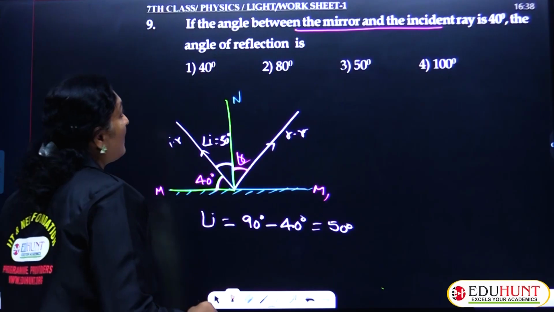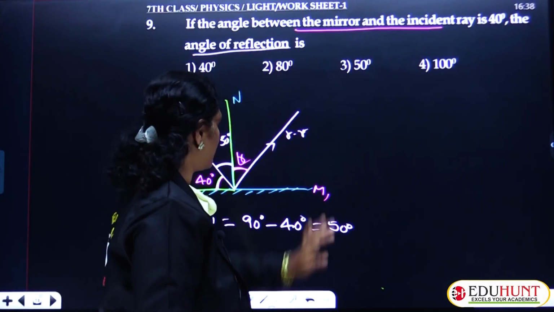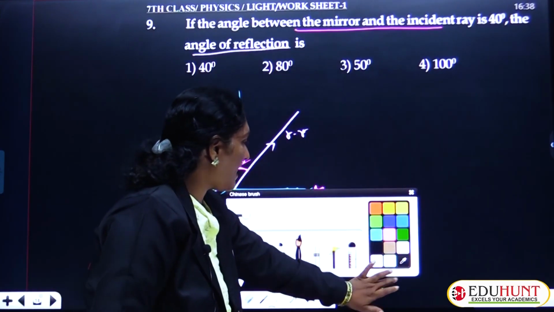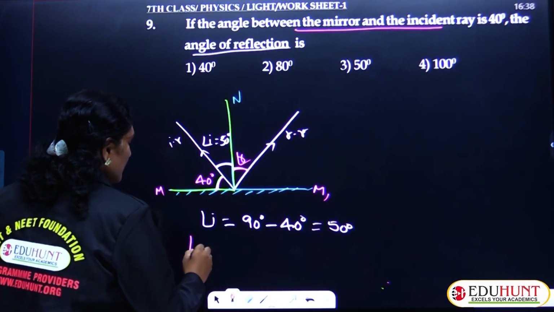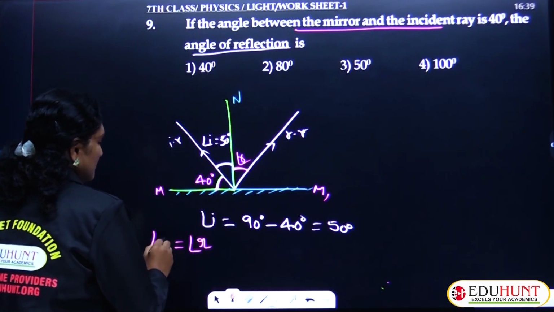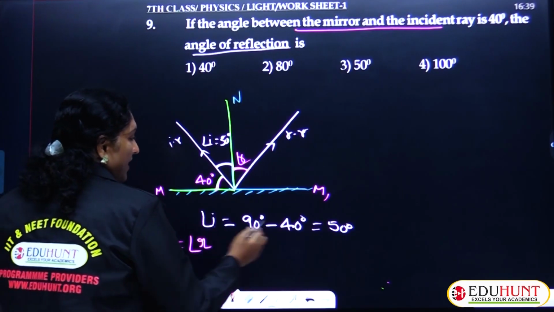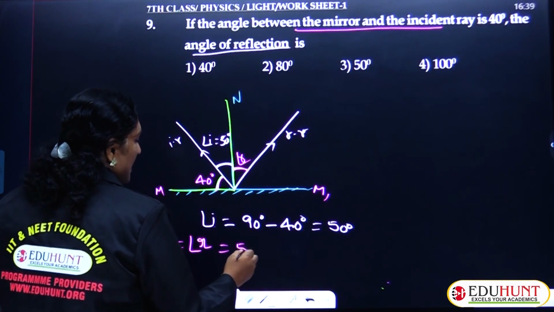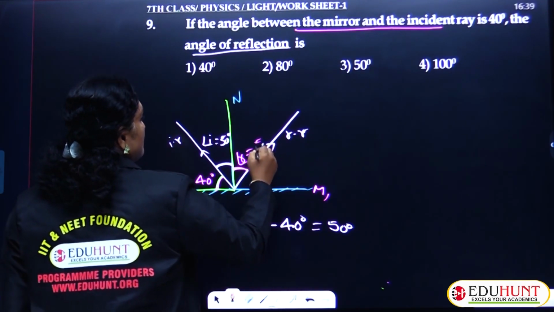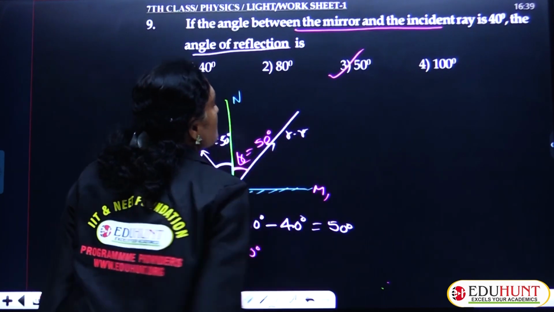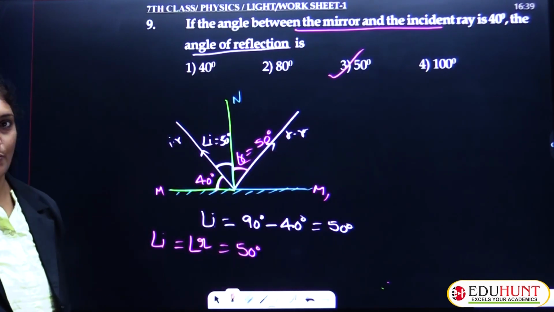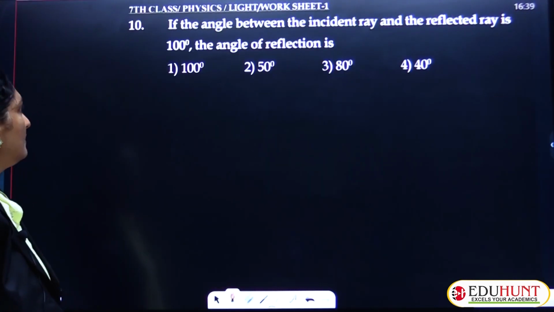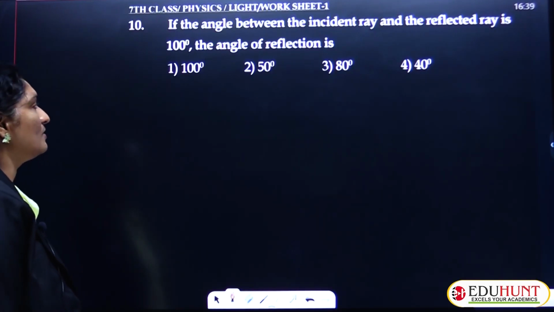But you are asked to find the angle of reflection. So in order to find the angle of reflection, we know that angle I is equal to angle R. If I is equal to 50 degrees, R must also be equal to 50 degrees. So option 3 must be true. Well, the next question, that is the 10th question.